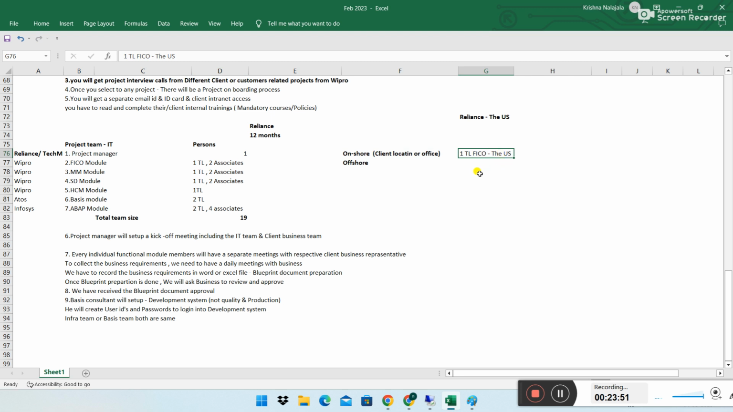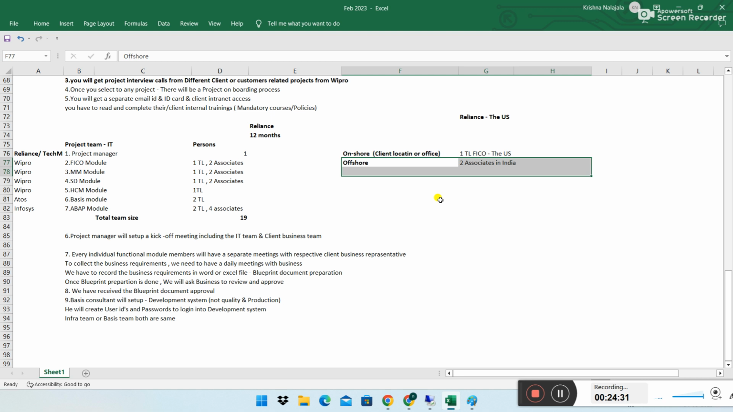Now, to support this project, a team lead is not enough. We also need two associates. They are in India, supporting from the Wipro office, maybe Hyderabad, Bangalore, wherever in India. So the person who is working in a client location is named an onshore employee. Onshore or on-site. The persons who are supporting remotely, not from a client location, we call offshore.